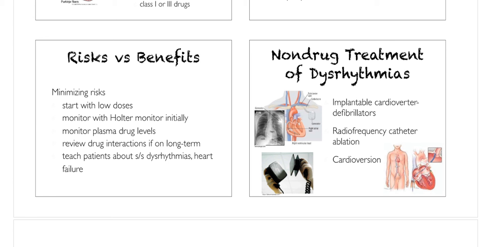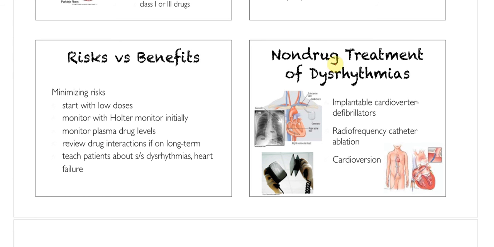We also want to teach the patients how to recognize the signs and symptoms of a dysrhythmia or of heart failure, because time is muscle. Normally that is used for treating an MI, but if you have a dysrhythmia, you have to treat it quickly, because the longer you wait, the more likely it is that you're going to have a progression of that dysrhythmia to an even more dangerous dysrhythmia, depending on what kind it starts out with.